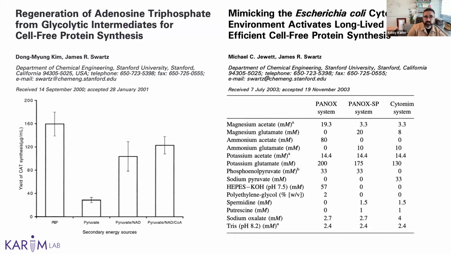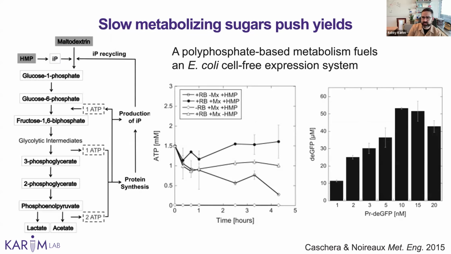In the early 2000s, we have Jim Swartz and colleagues looking at how we can make these systems more robust to make a lot of protein to study, looking at glycolysis and the metabolism of the extract to optimize it for further performance. We have some really nice work from Vincent Noireaux's group going back to slow-metabolizing sugar, looking at maltodextrin as a way to fuel ATP synthesis for E. coli cell-free expression.